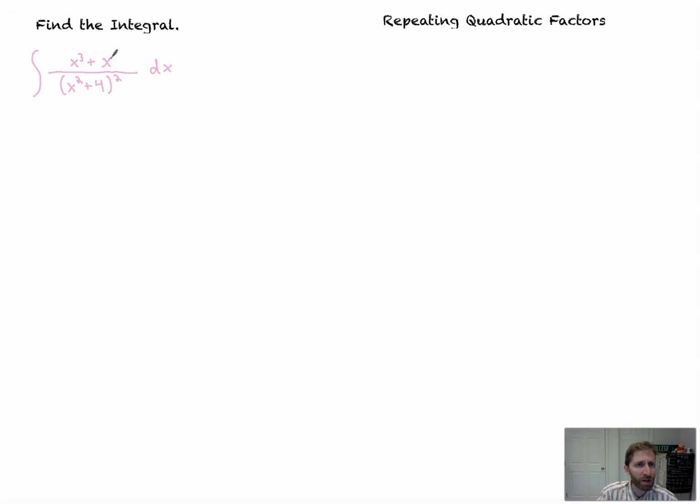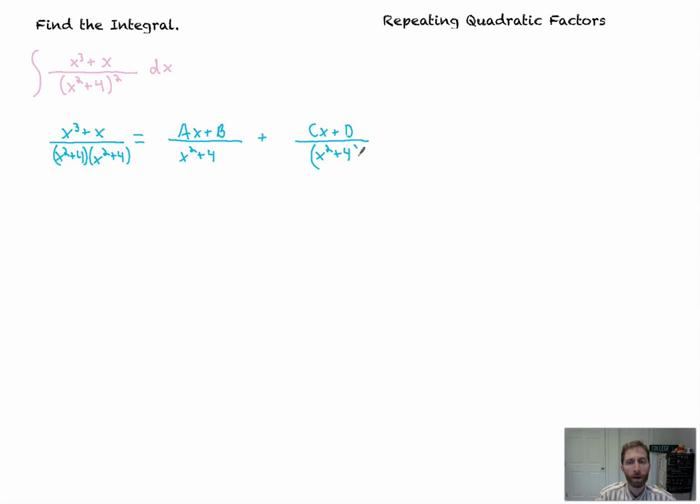Okay, so x cubed plus x over x squared plus 4 squared. We're going to rewrite that as x cubed plus x over x squared plus 4 times x squared plus 4. So that's a repeated quadratic factor. Oh my, indeed. Now, that is done in much the same way we did that previous one. Ax plus b over x squared plus 4. And then we have a whole different term that we have to do again. And that's going to be cx plus d all over x squared plus 4 squared.